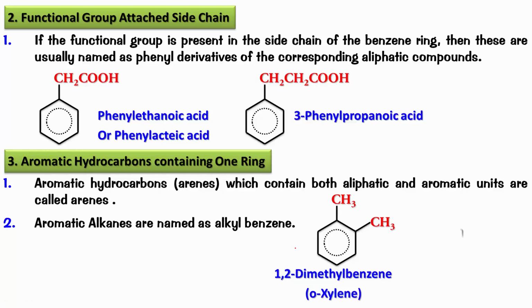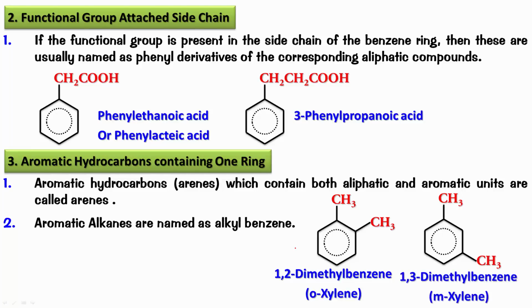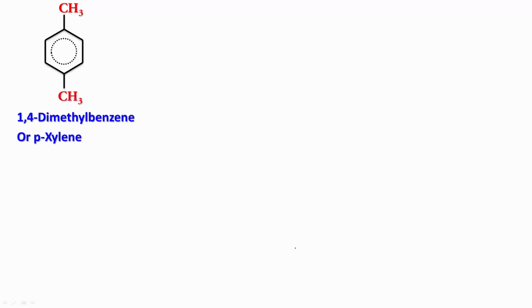What would you call this one? Same logic. 1,3-dimethylbenzene or metaxylene. And following the same logic, paraxylene or 1,4-dimethylbenzene. Now try naming this one. Guess what would be this one? It is isopropylbenzene or cumene.